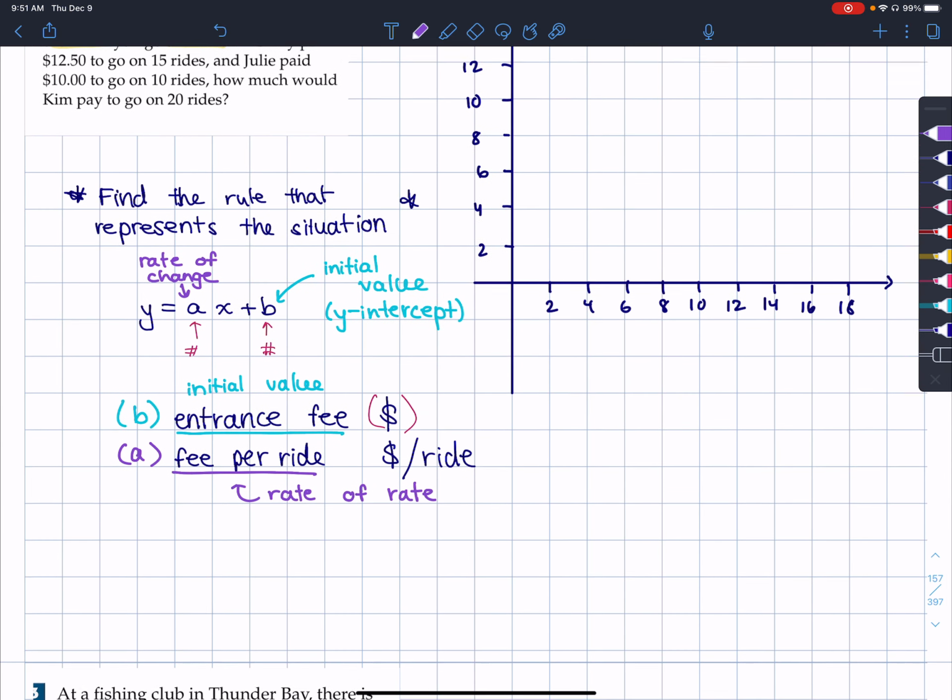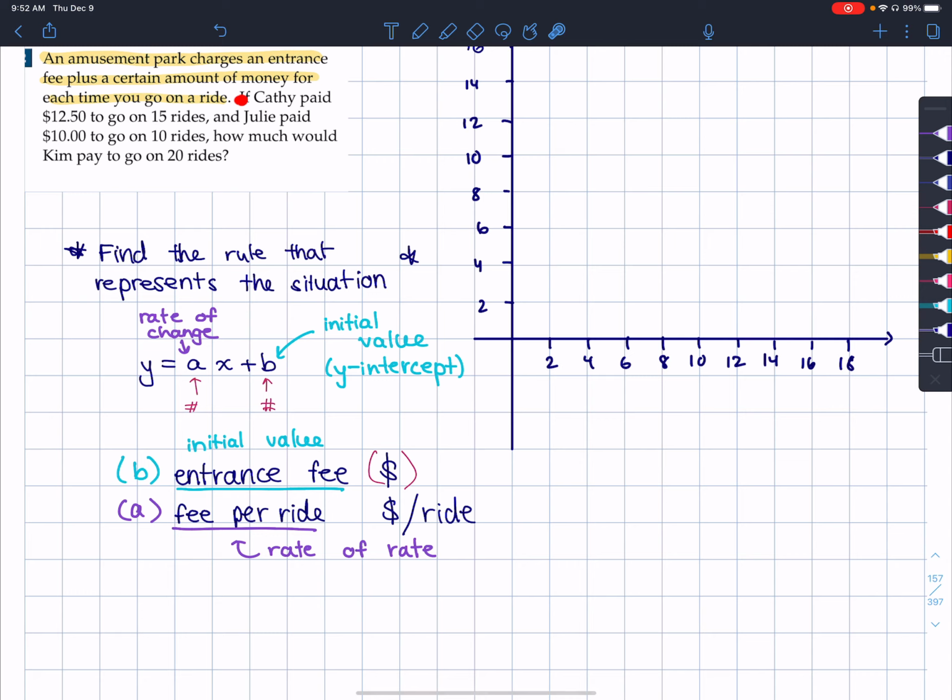Now we can actually look at what's going on. So Kathy paid $12.50 to go on 15 rides, and Julie paid $10 to go on 10 rides. So we have some information here. We have dollars and we have rides. And we have to figure out which one is X and which one is Y. So remember that the X's are the independents and the Y's are the dependents. So that means that Y always depends on X.